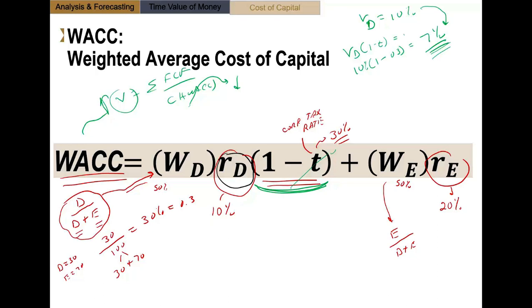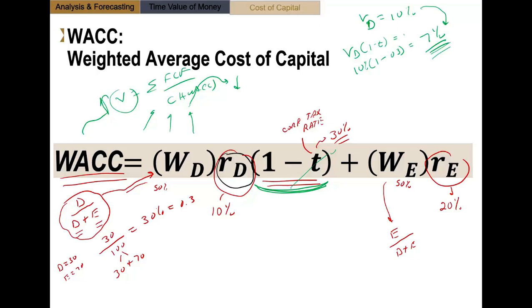Just one other thing about this WACC formula. The weights that we use here are not historical weights. What should they be? Since the WACC is going to be discounting future cash flows, the WACC should reflect the weights that you expect to see in the future.